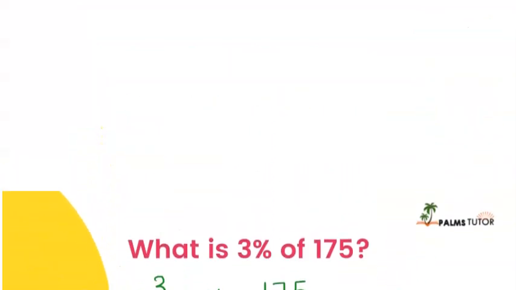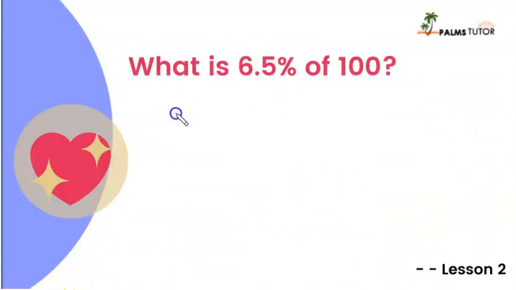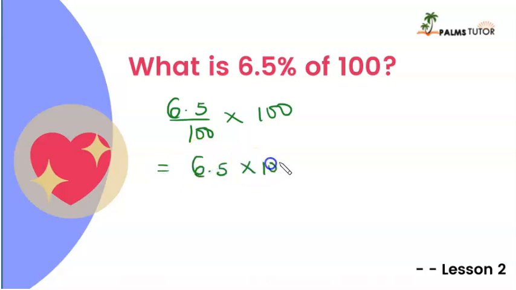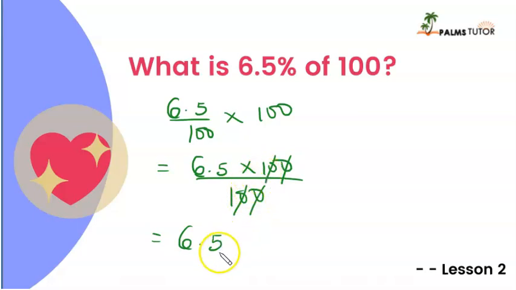Another example. Oh, now we have decimals. What is 6.5% of 100? 6.5 over 100 multiplied by 100. So how would I have 6.5 times 100 all over 100? Okay, 0 cancels 0, 0 cancels 0. So what do I have left? I have 6.5 times 1 over 1, which is 6.5. So 6.5% of 100 is 6.5.